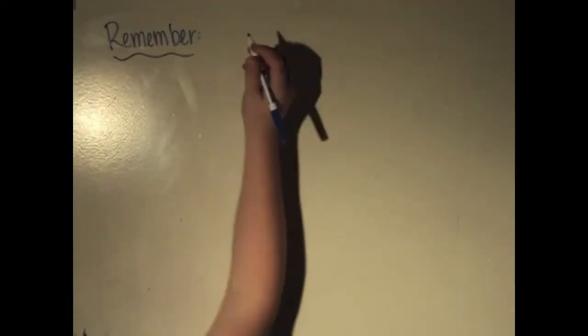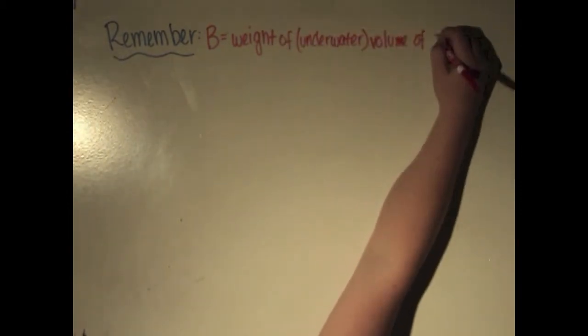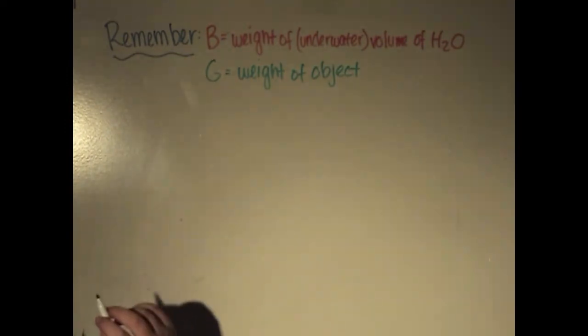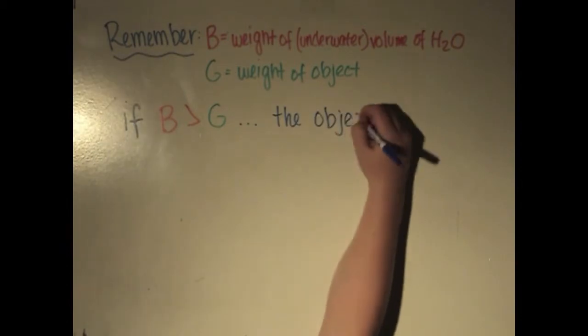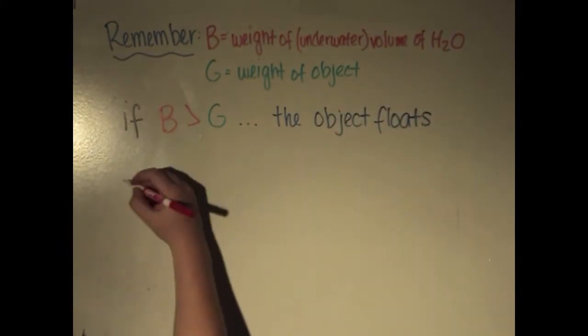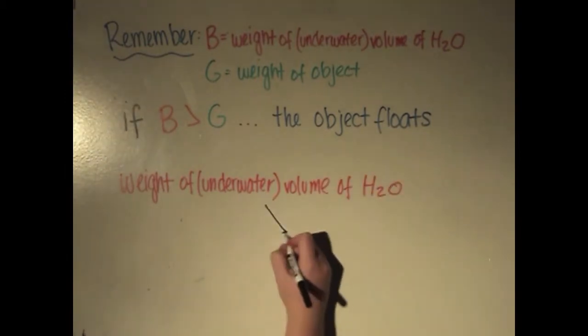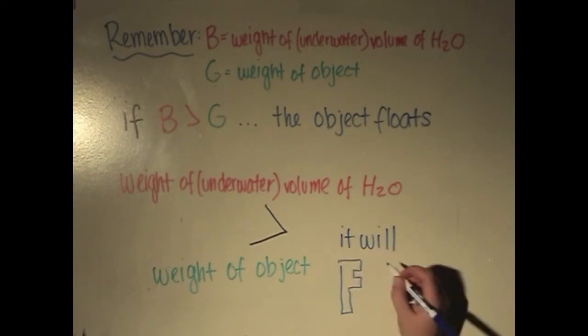Here are our new equations. The buoyant force is equal to the weight of the underwater volume of water. The gravity is equal to the weight of the object. We know that if buoyancy is greater than gravity, the object will float. So if the weight of the underwater volume of water is greater than the weight of the whole object, the object will float.